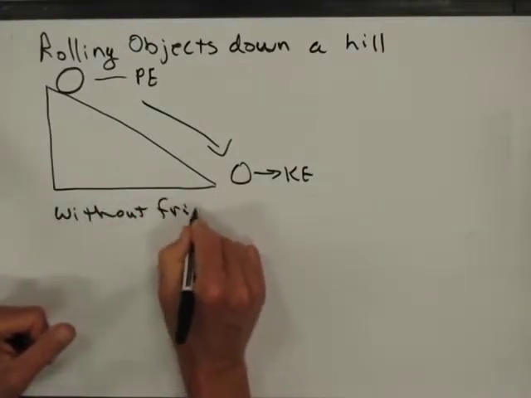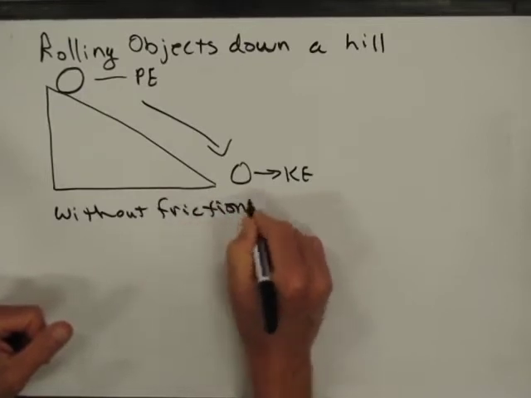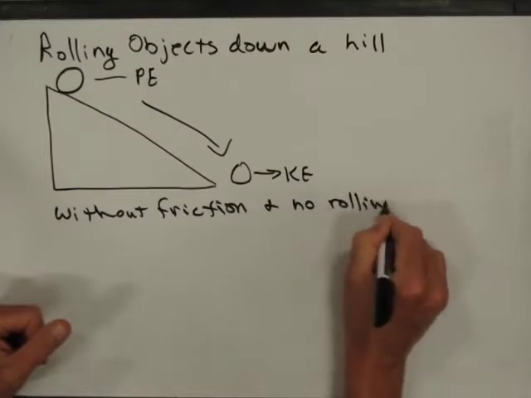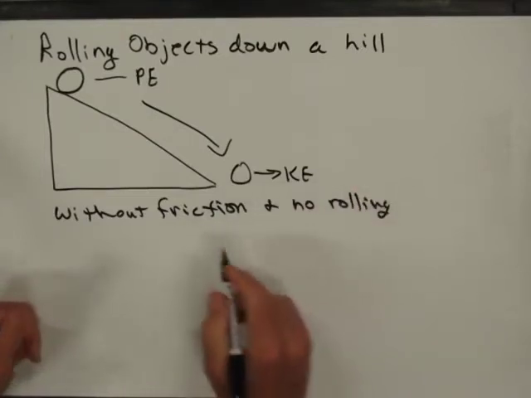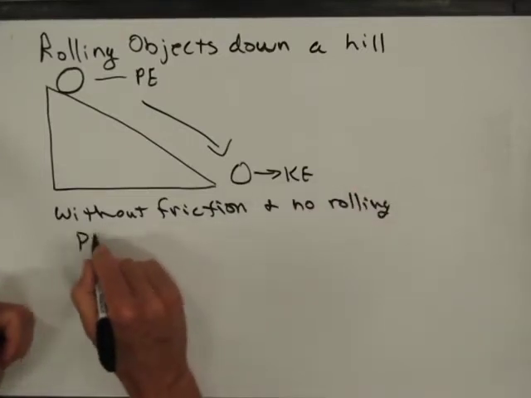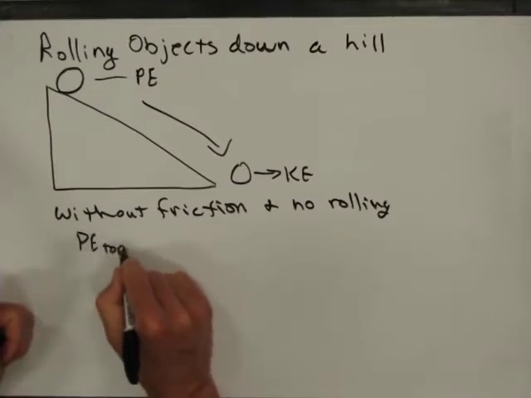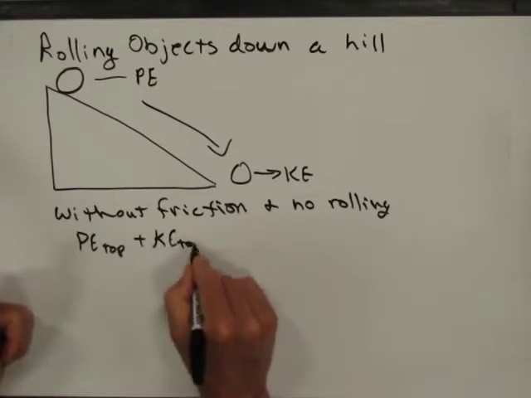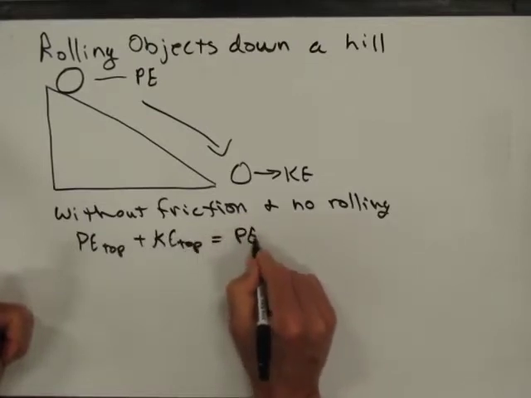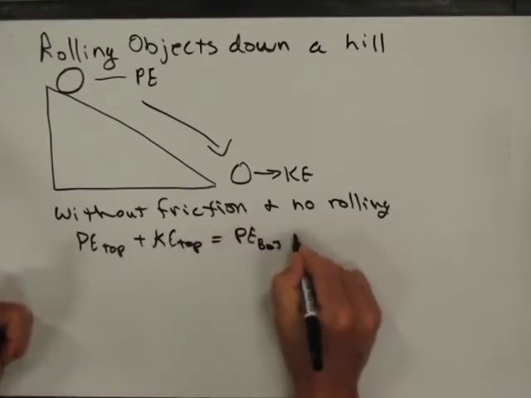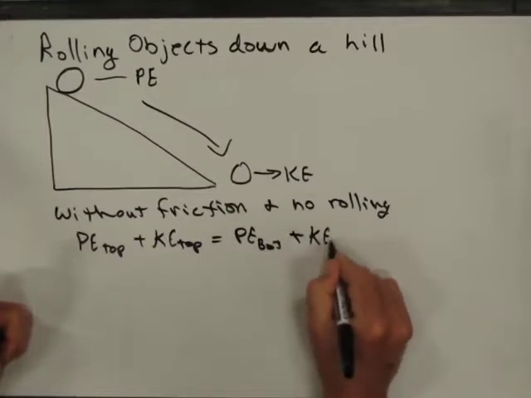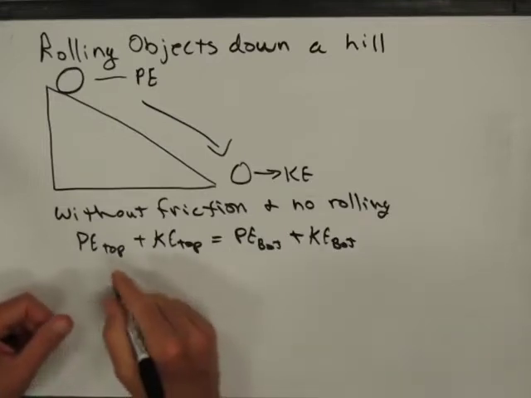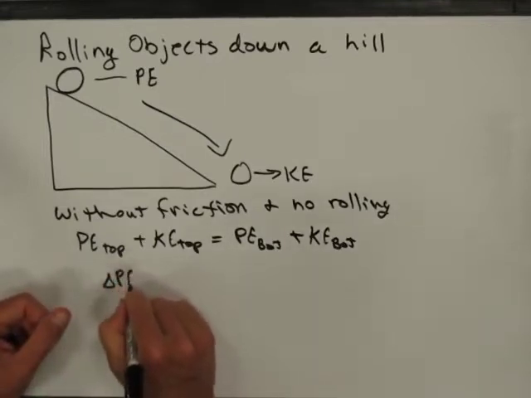And so if the object wasn't rolling, we would just say, without friction and no rolling, because it wouldn't roll without friction, but we would say the potential energy at the top plus the kinetic energy at the top is equal to the potential energy at the bottom plus the kinetic energy at the bottom. And so we're looking at the change in potential energy.